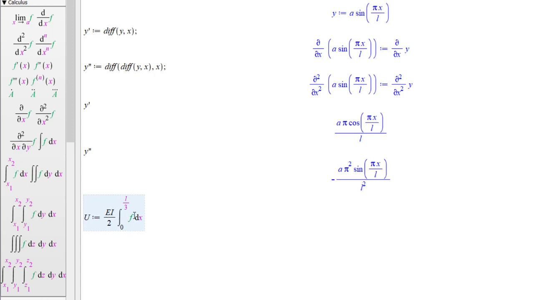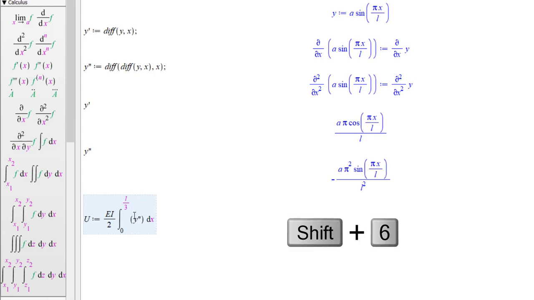Ei by 2 into what is the function? The function is y double dash, and if you want to give square, just press shift 6, you will be rising up, and this is the square. Then okay, this is 0 to L by 3. Now I want to give space over here, and then plus then again ei by 2.